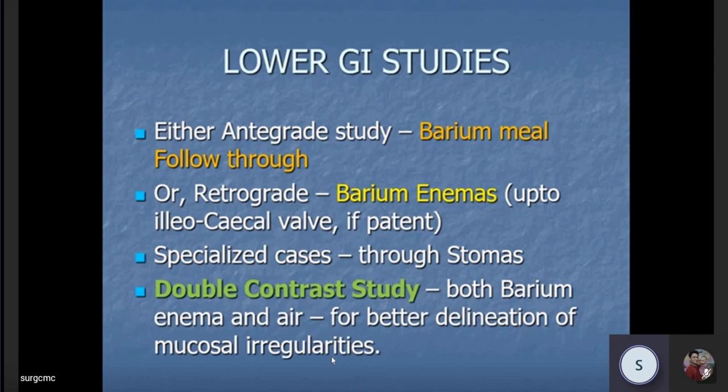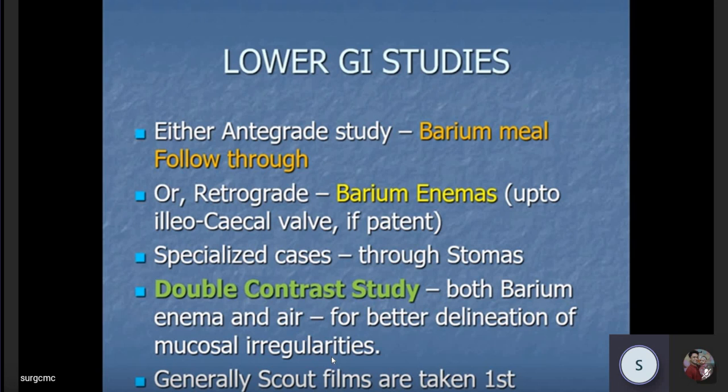Double contrast studies are nothing but the barium enemas. We give an enema and then we insufflate the colon with air so that some amount of barium comes out. A thin coating of barium sulfate remains over the mucosa to give you a better idea of the mucosal irregularities.